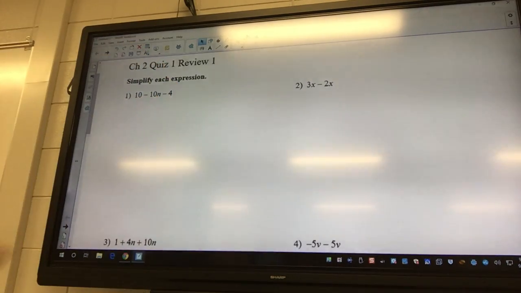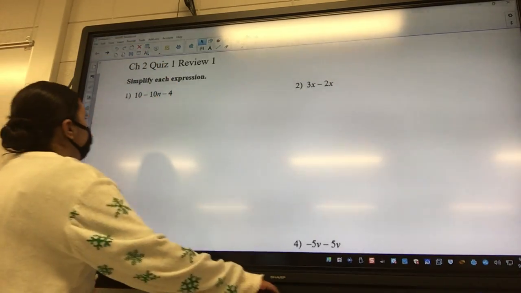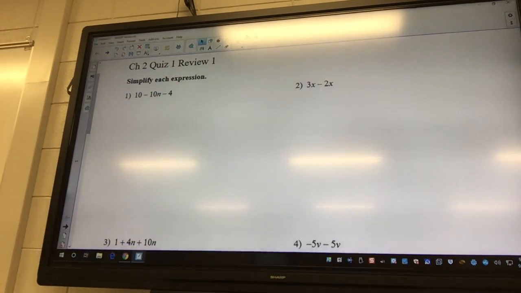Okay, so the very first section, it says simplify each expression. The only problem is on this quiz, I see students have a tendency to try to force something. Is there anywhere that has an equals in here? No. If it doesn't have an equals, that means you shouldn't have an equals for an answer. There wasn't an equals, so don't just put one in there, because students do it all the time.